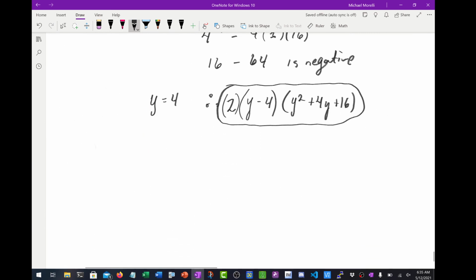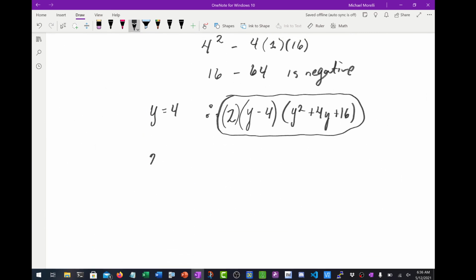2y cubed minus 128 equals 2, open parentheses, y minus 4, close parentheses, open parentheses, y squared plus 4y plus 16, close parentheses.